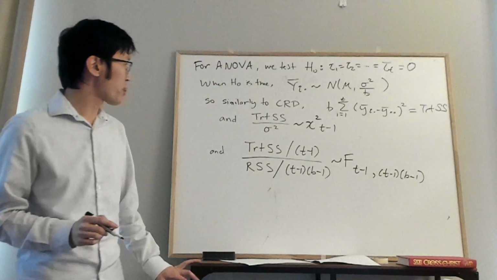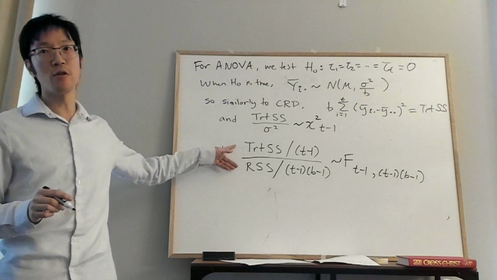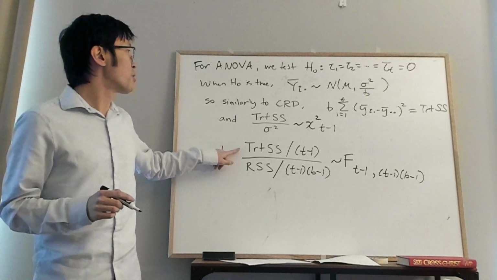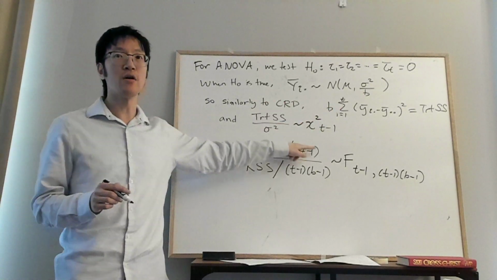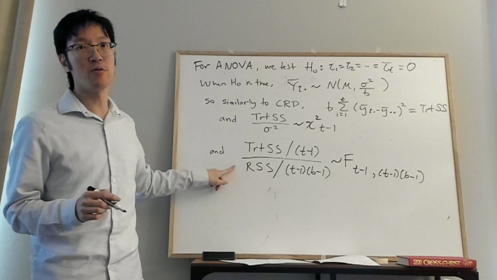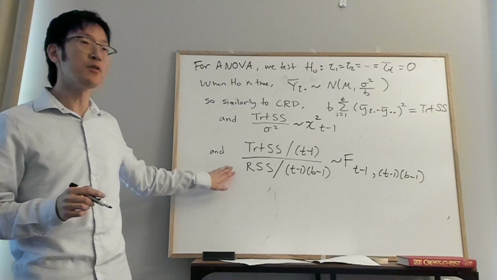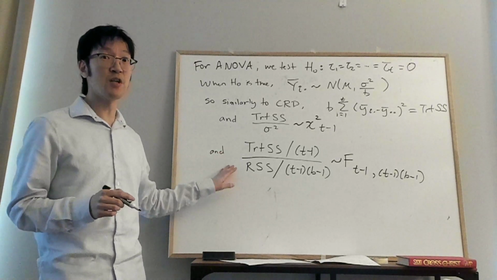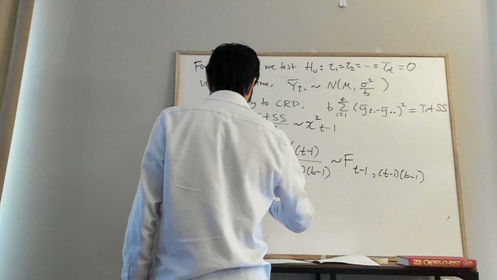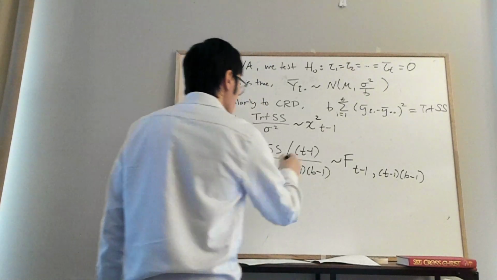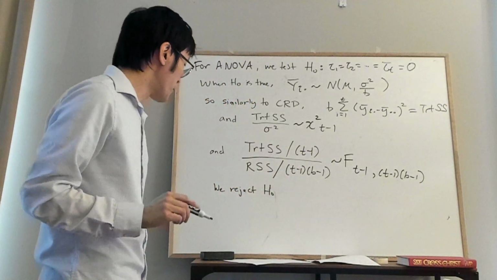Okay, so when do we reject the null hypothesis for ANOVA? Well, we reject when this ratio is large. Why? Because when the null hypothesis is false, the treatment sum of squares is expected to be larger than the denominator. That was something we found via an exercise in the completely randomized design. The same logic holds, so we reject the null hypothesis.